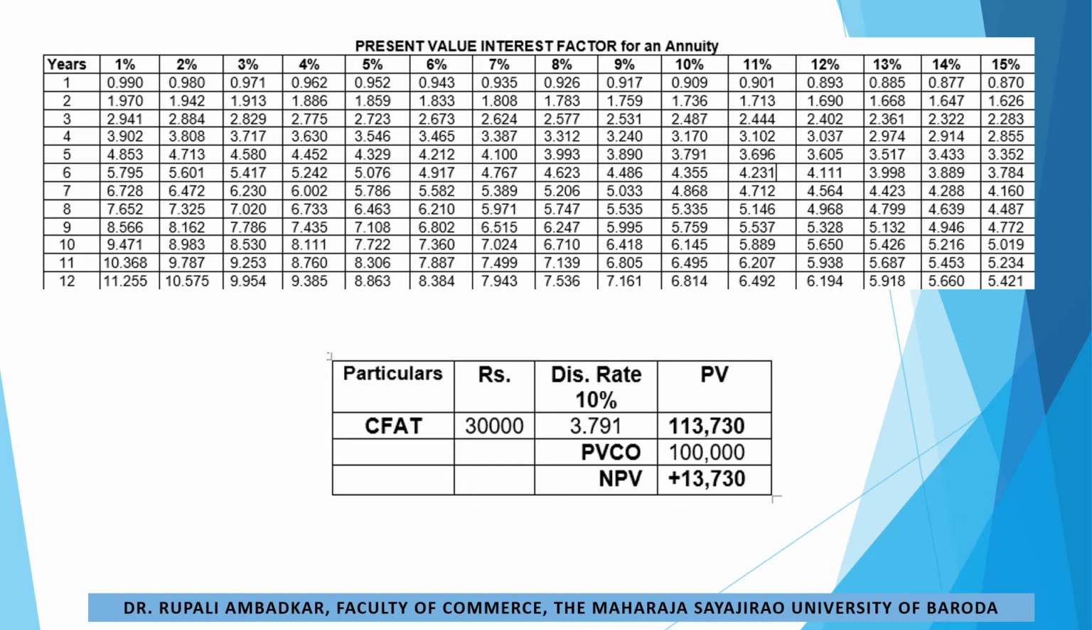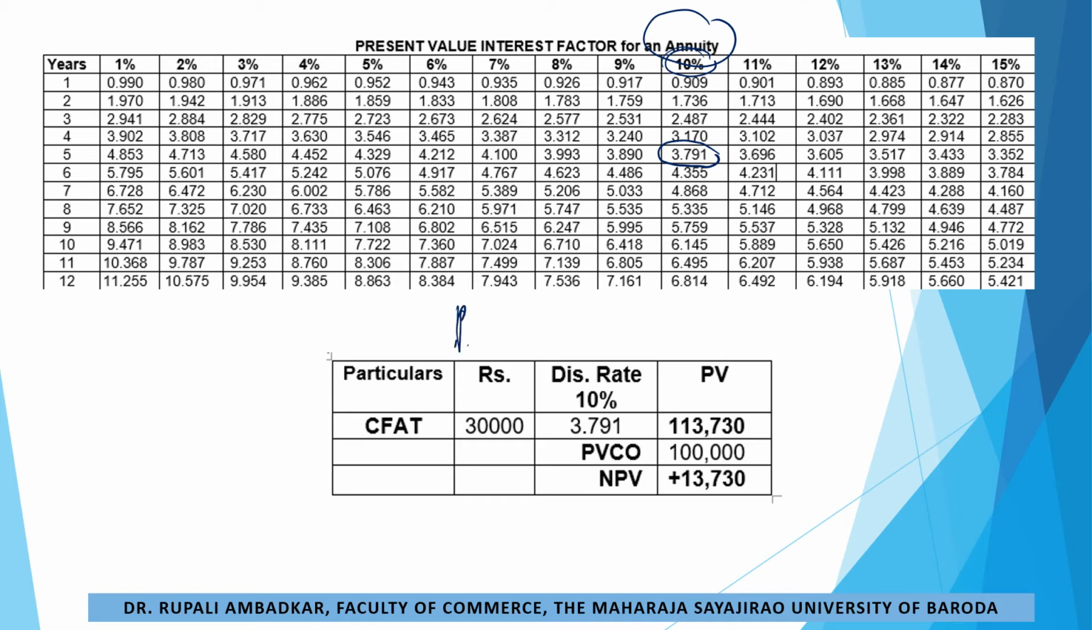You can see here that I have presented the annuity table, that is the present value interest factor of an annuity. What does this mean? Let us say you're looking at 10% and we want to find out the present value of an annuity of rupee 1 which is going to be received for the next 5 years. The present value will amount to 3.791. If we receive 1 rupee every year for the next 5 years, the present value at the 10% rate of discount will be 3.791.